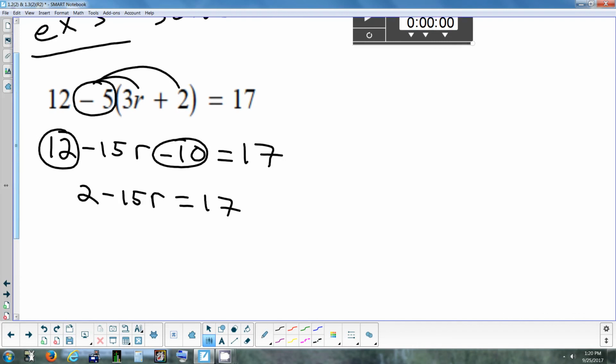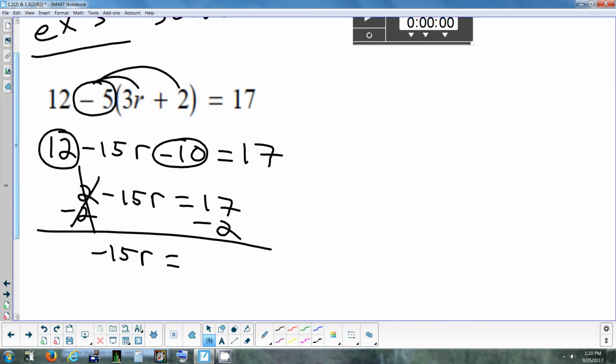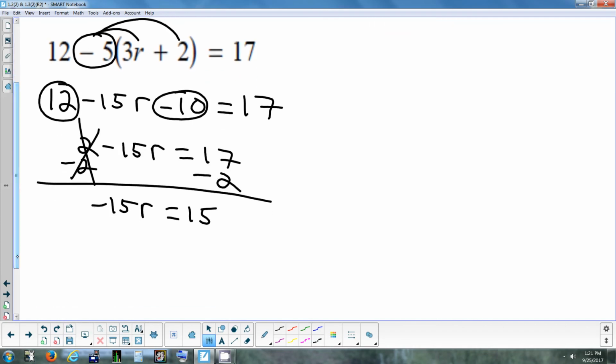Now what do we do? Subtract 2 from both sides. Yeah, the thing with the r is on the left, so we're going to put things without r on the right. So we get -15r equals, what's 17 minus 2? 15. This is satisfying. And now we're down to the last step.